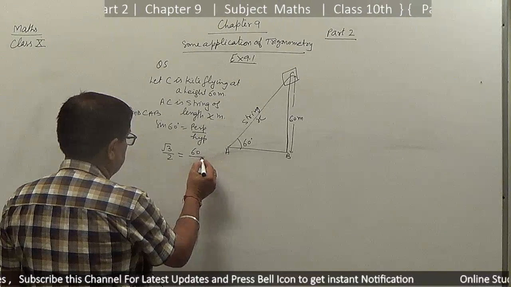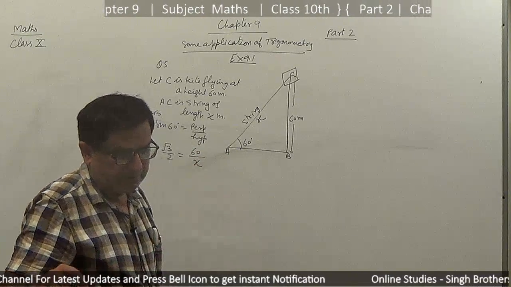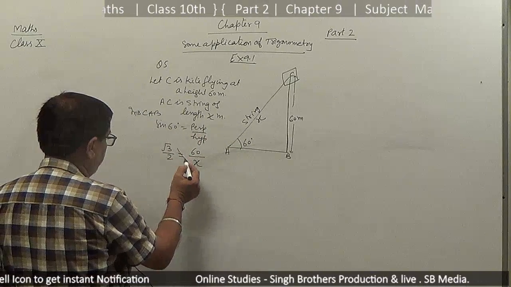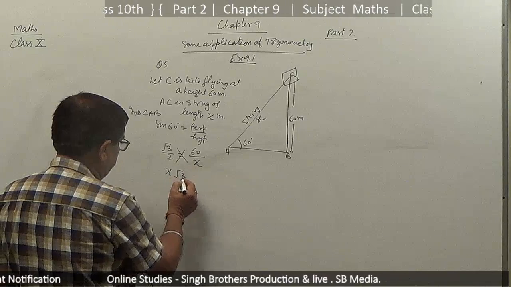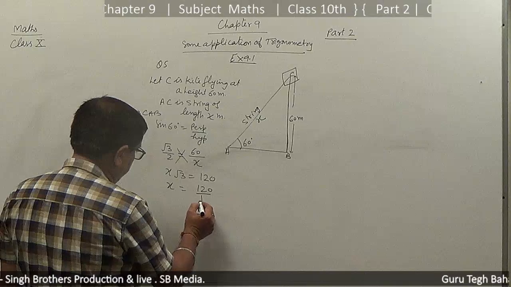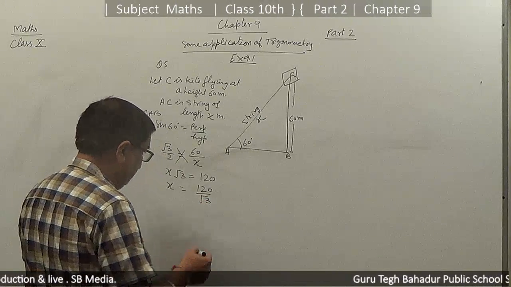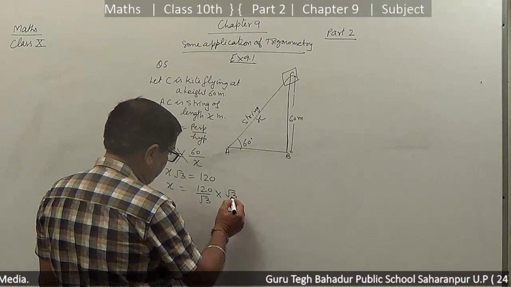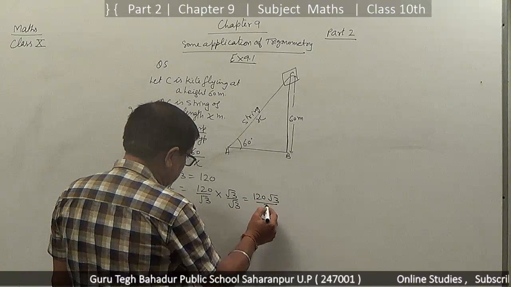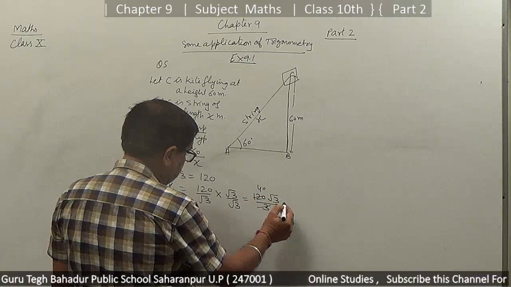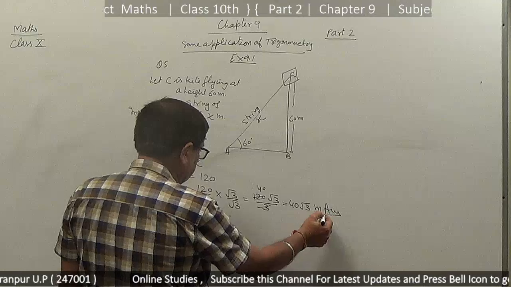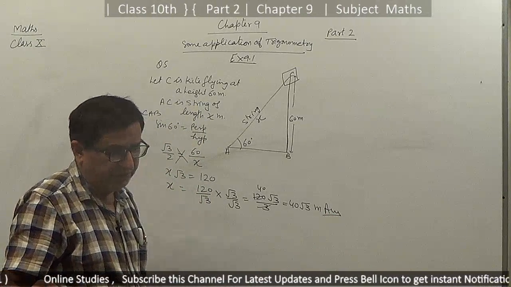Perpendicular is 60, string is of length x meter. So cross multiply: x root 3 is 120, x is 120 upon root 3. Multiply and divide by root 3: 120 root 3 upon 3, 3 into 40, that is 40 root 3 meter is the answer. So this is the length of the string.